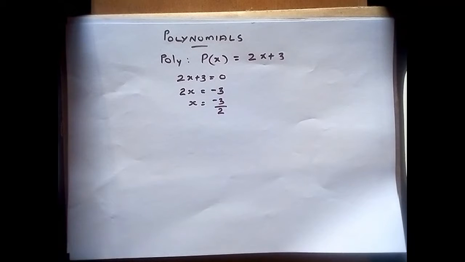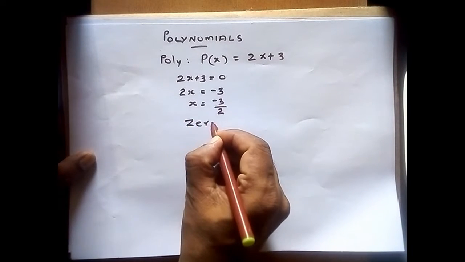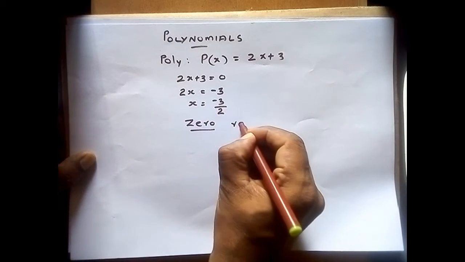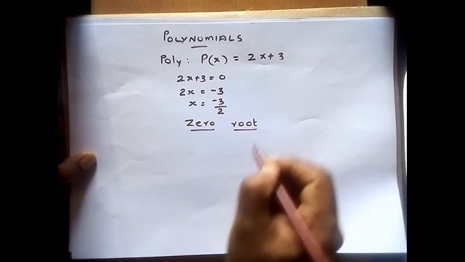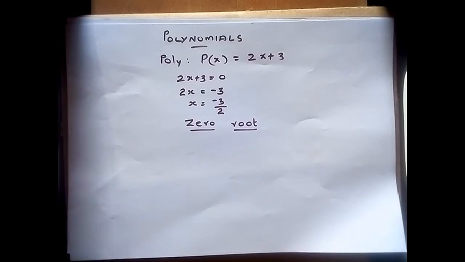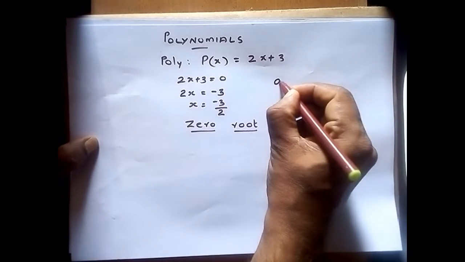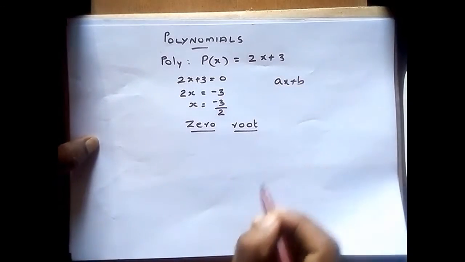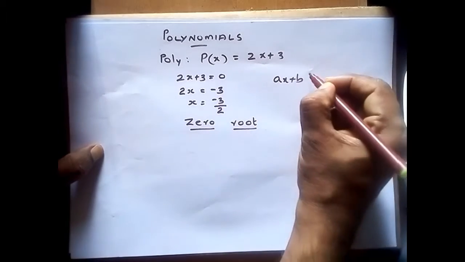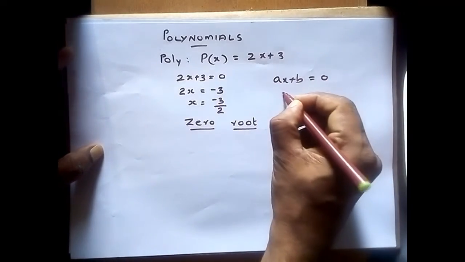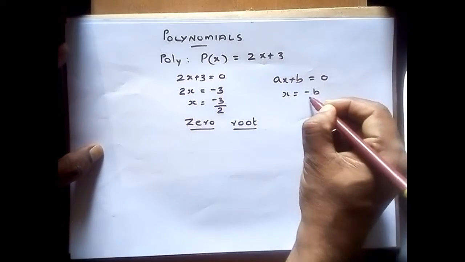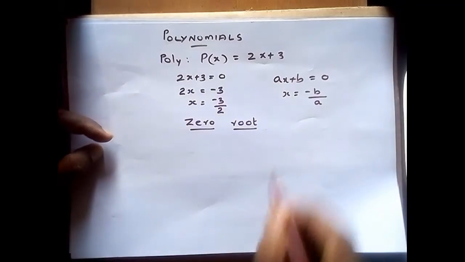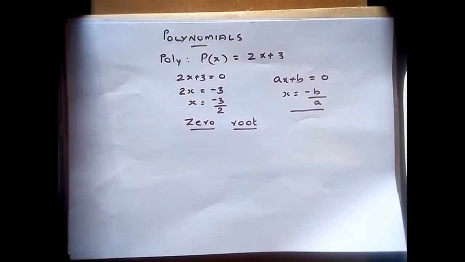Or we can say that this value of x is the zero of the polynomial, or another word is that it is the root of the polynomial. So generally, if ax plus b is a polynomial of first degree and we equate it to 0, then x will be minus b upon a. So this is the root of the general polynomial ax plus b of degree 1.